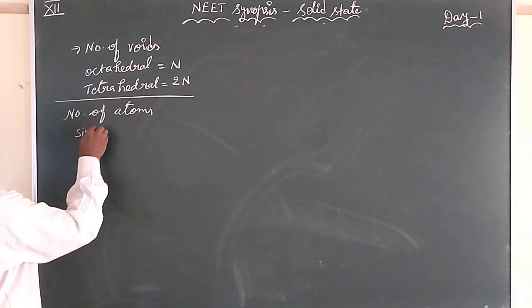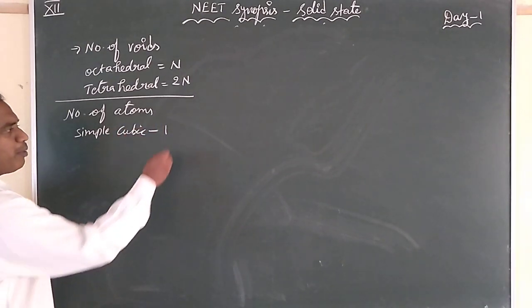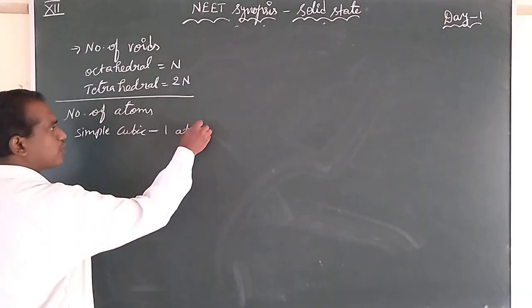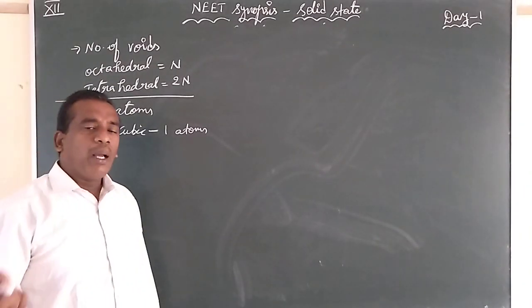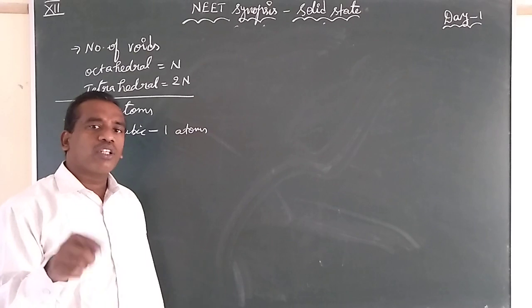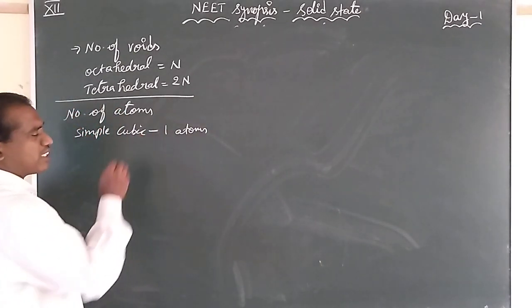In the case of simple cubic unit cell, how many atoms are there? How did you get this one? Do you remember, children? In the simple cubic unit cell, 8 corners are there. Part of the atom on the corner is 1 by 8. So 8 into 1 by 8, we got as 1.